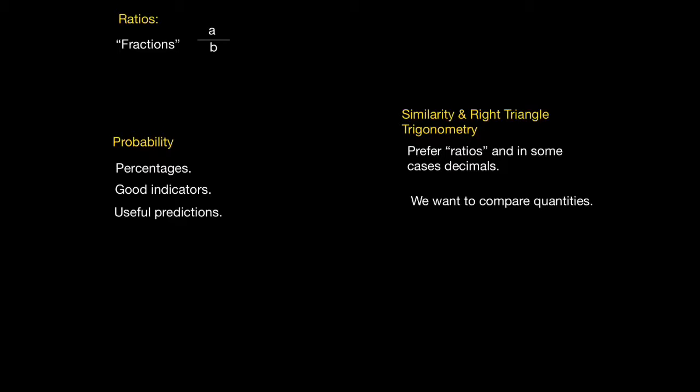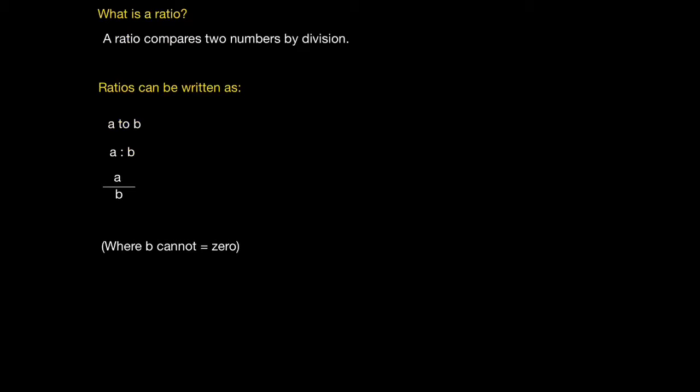So let's begin with some definitions. So what is a ratio? Formally, a ratio compares two numbers by division. They can be written as a to b, a with two dots, b, and of course the one you've probably seen a million times, a divided by b. Now all of these are good with the exception that b cannot be equal to 0. So here the denominator can never be 0.